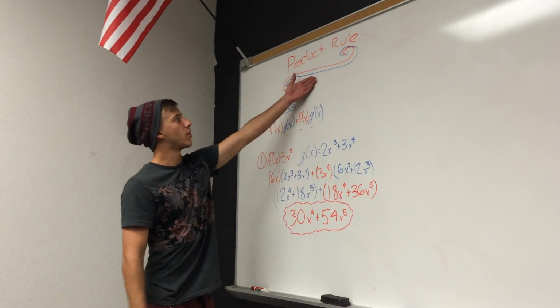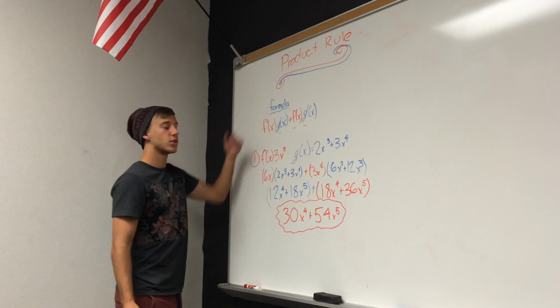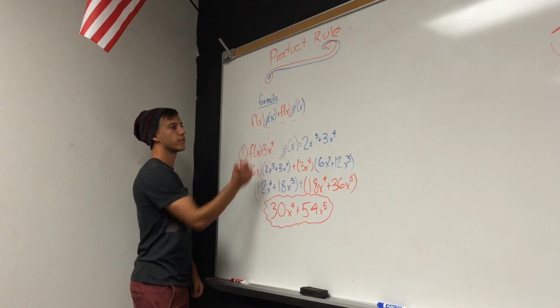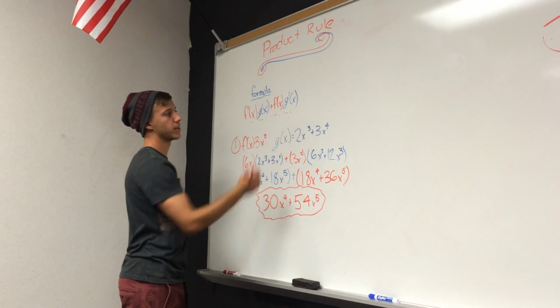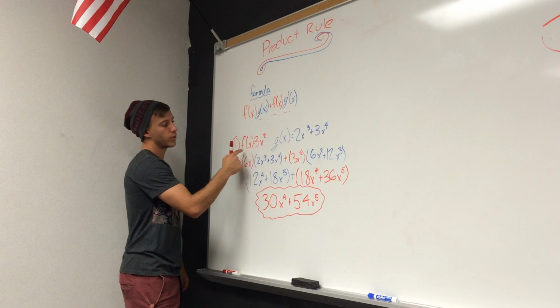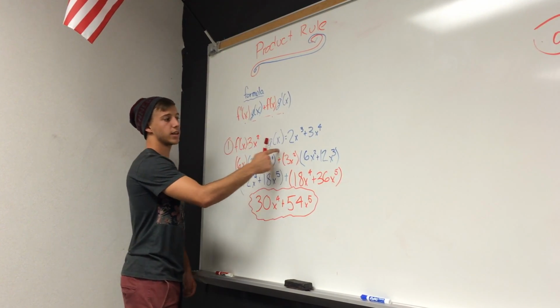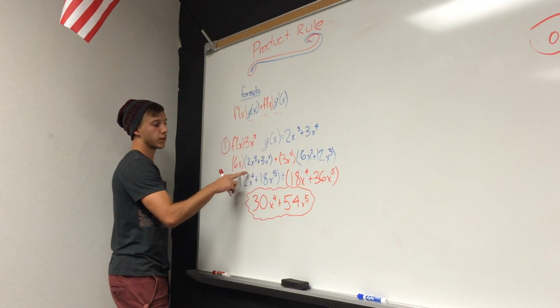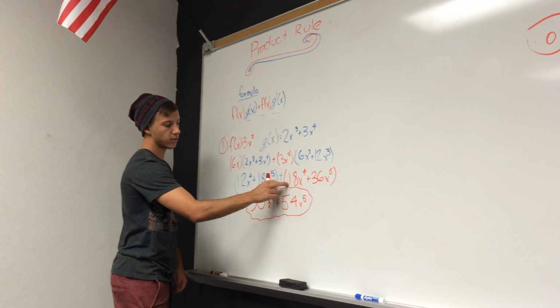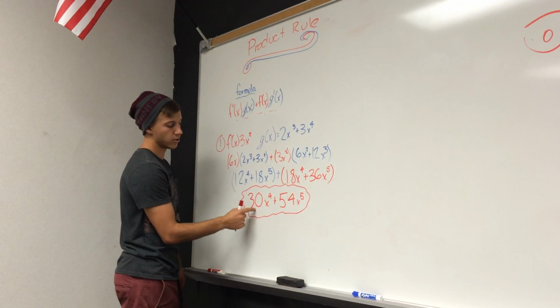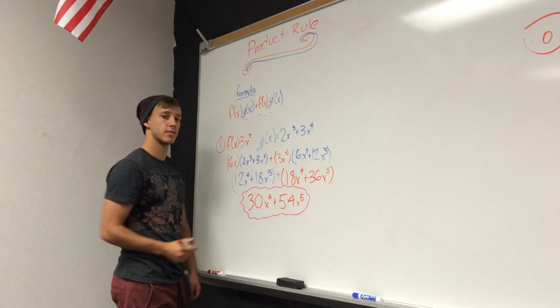Alright, so here we have the product rule. This is the formula. Basically it's the derivative of the first term times the second term plus the first term times the derivative of the second term. Now here we have the two terms, which are f of x and g of x. So we simply plug them into the formula right here, simplify and add these two together, and our final answer winds up being 30x to the 4th plus 54x to the 5th.